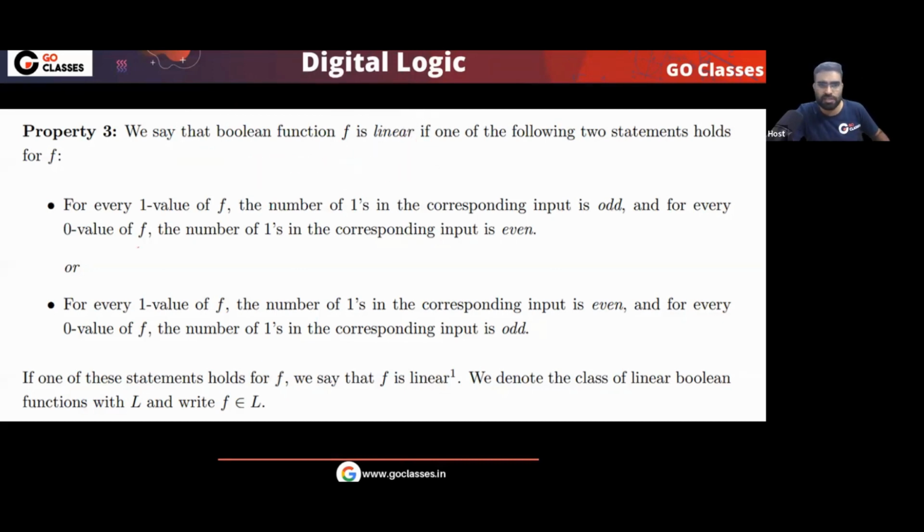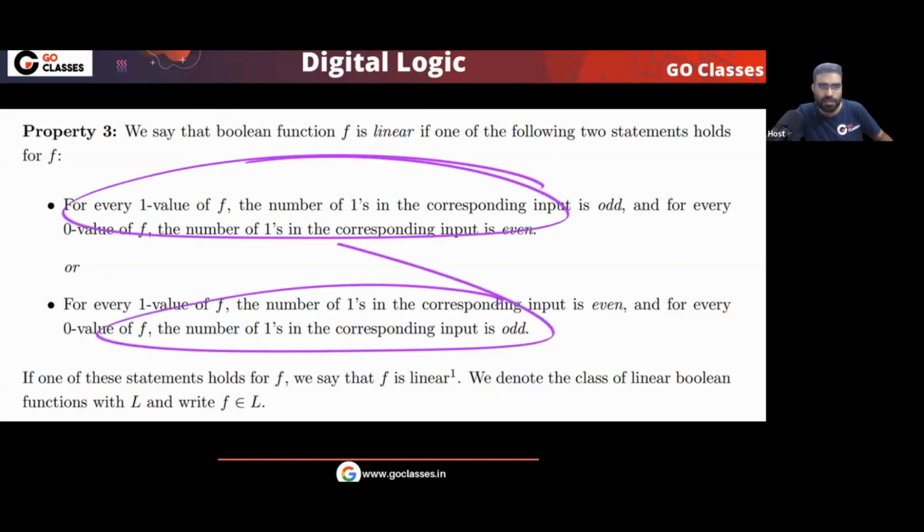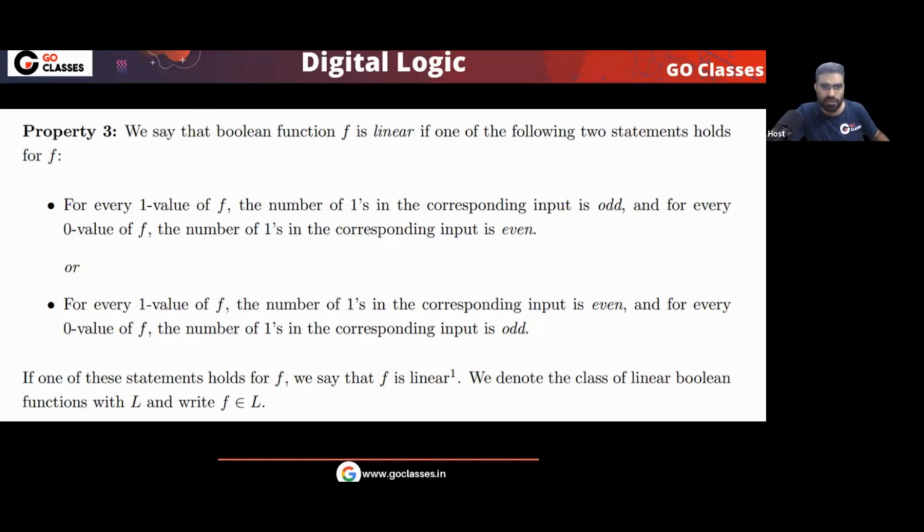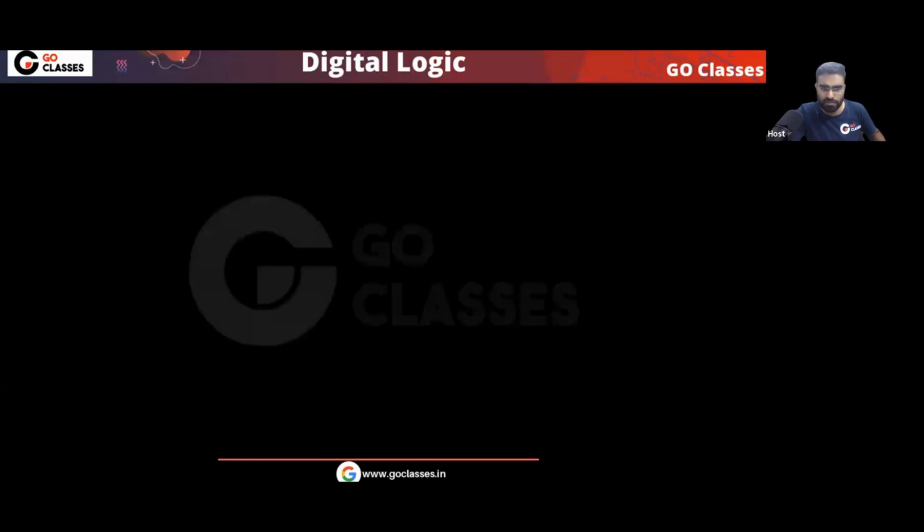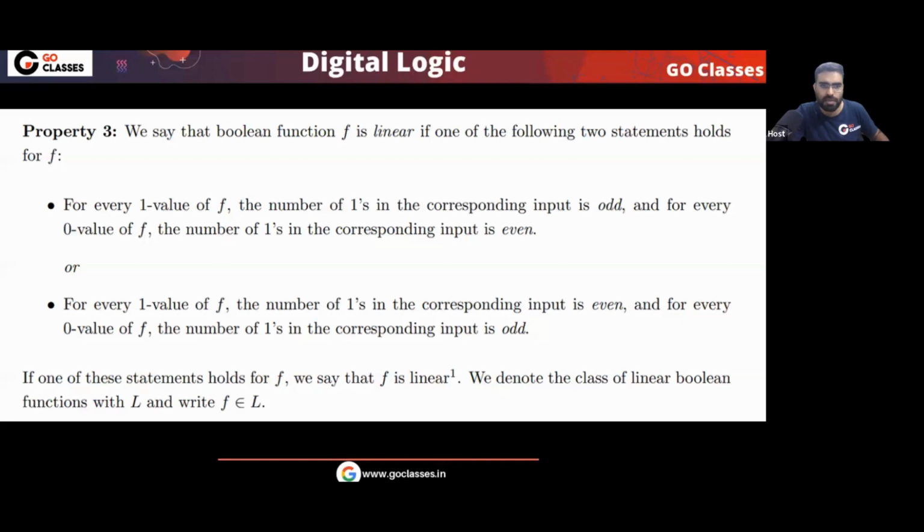Okay, so this is the definition of a linear function. You can check it out. When can I say a Boolean function is linear? A Boolean function is linear if either this happens or this happens. Let me tell you the definition of a linear function. A function is linear if either this happens or this happens.